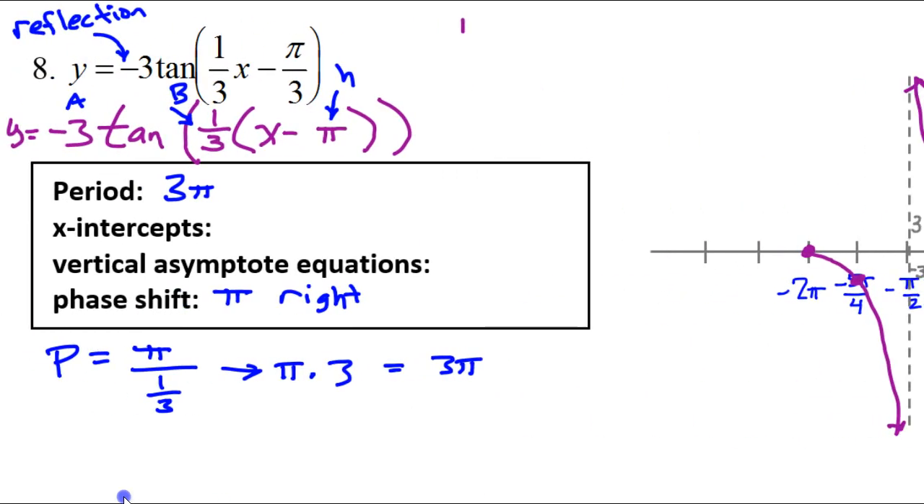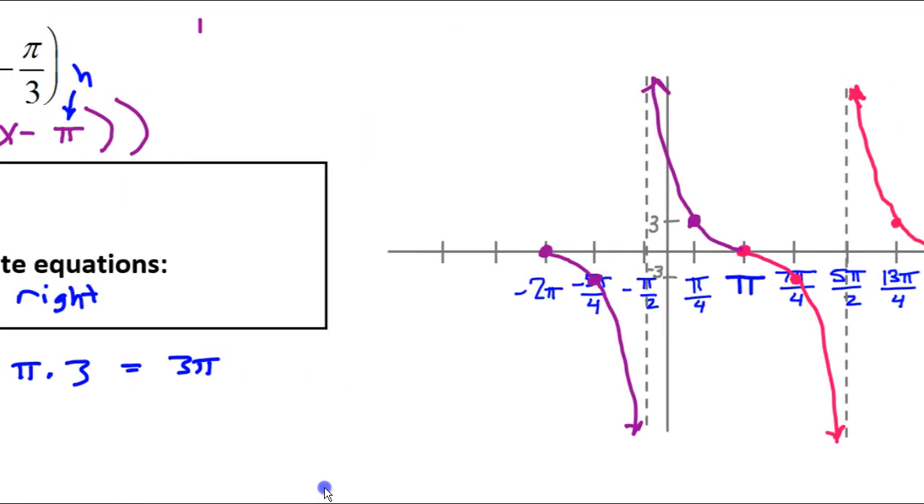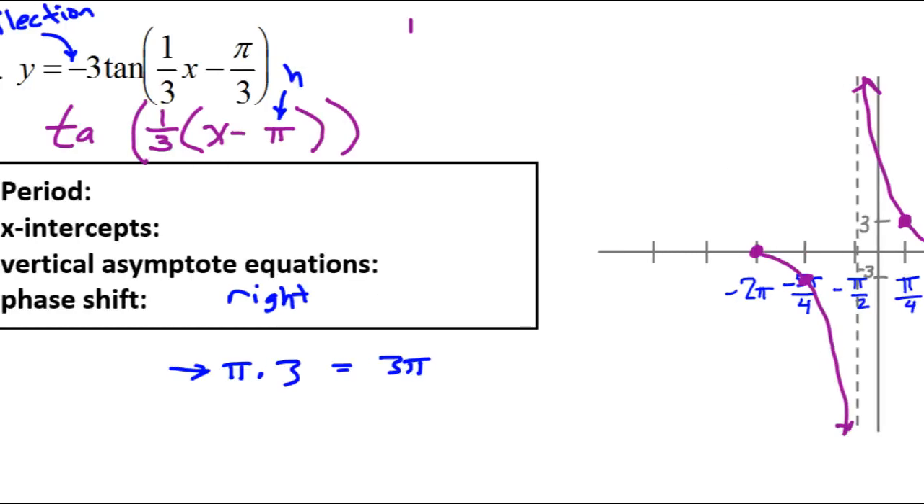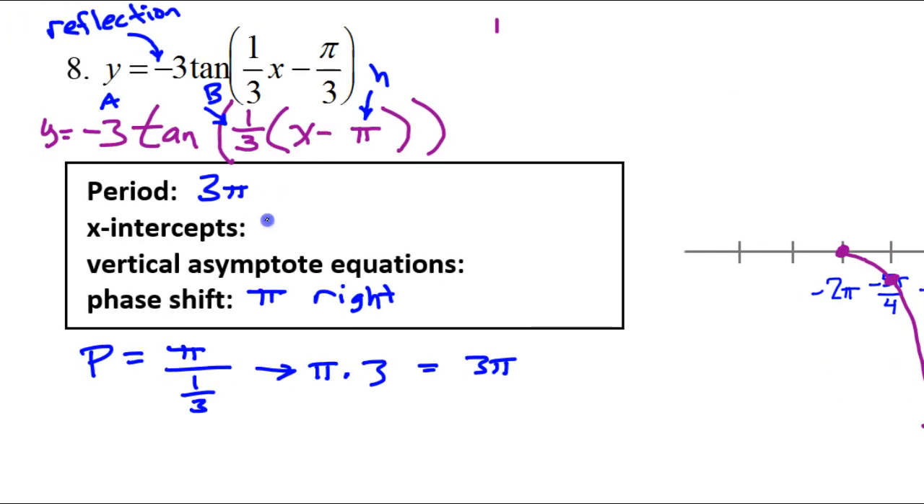Now as far as x-intercepts, the x-intercepts only occur once every period. So I like to pick my first positive x-intercept, which in this case is at pi. But I will have additional x-intercepts at multiples of the period. So multiples of the period would be 3 pi n if n is an integer.